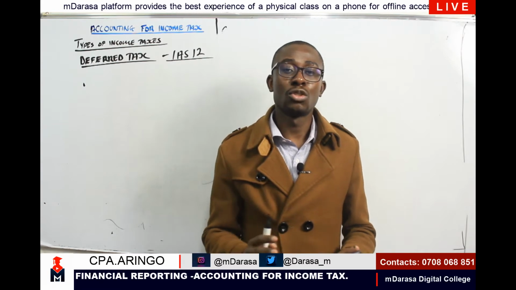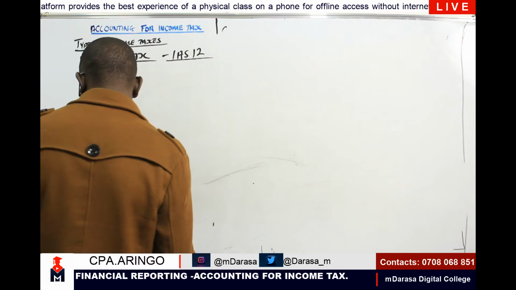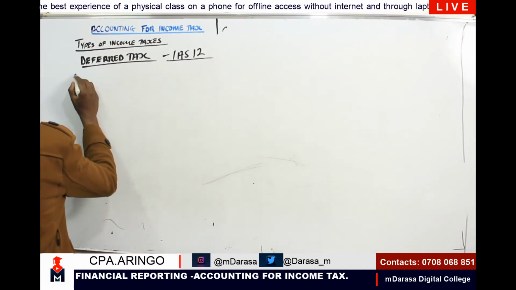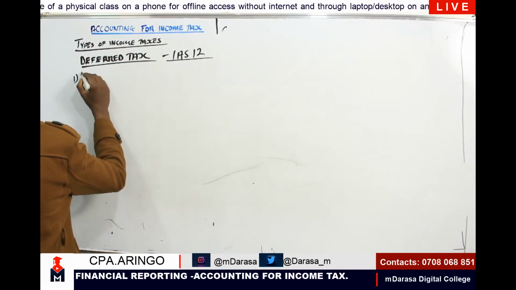So the big question will be, we've looked at deferred tax as a future tax consequence to an entity. Now, how will we compute this deferred tax? To compute this deferred tax, we normally talk of two main methods of determining deferred tax. Number one, the income statement liability method.